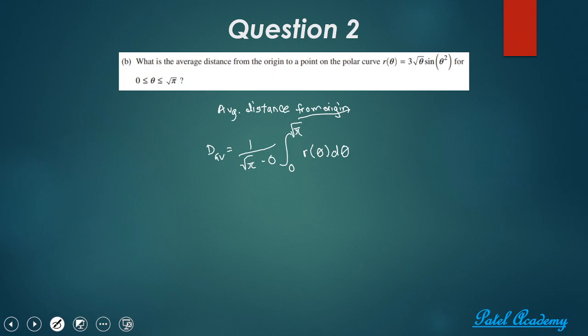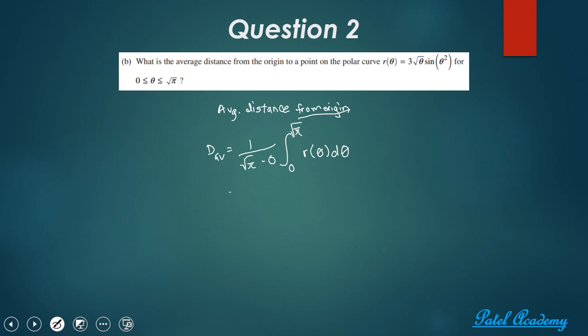The arc length formula is much more complex. The arc length formula involves r of theta and the derivative under the square root. It's definitely not that confusing, this question, as long as you interpret it correctly, that it's the distance from the origin, not the distance traveled.